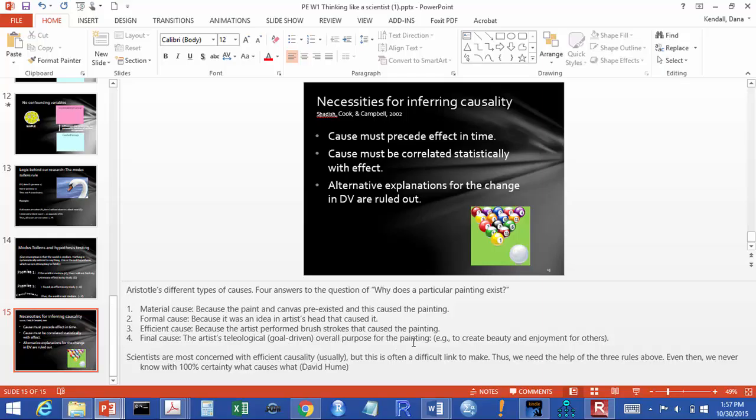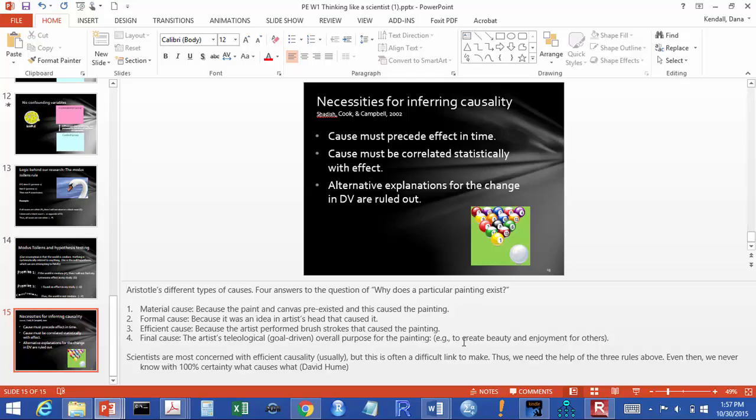And finally, final cause. I like this one best, actually, but it's the hardest to study scientifically, of course. The artist's teleological or goal-driven overall purpose for the painting, and that is to create beauty and enjoyment for others. So that's the final cause, the most glorious, if you will, and grand cause for this piece of art.